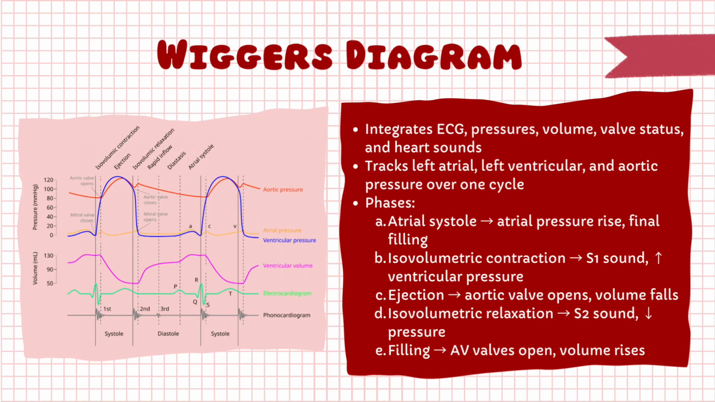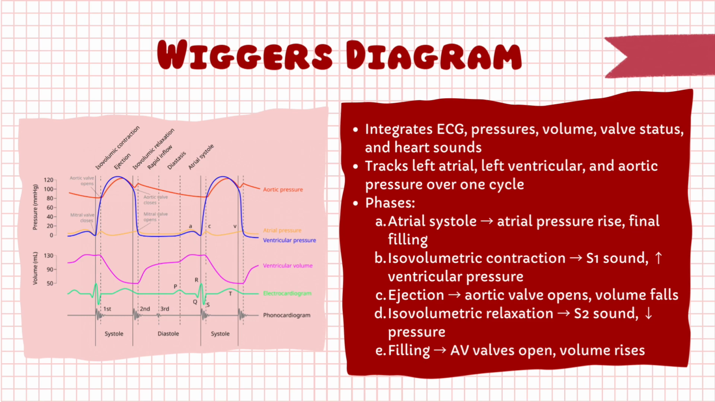The Wiggers diagram shows what's happening in the heart over time, from electrical activity to pressure, volume, and sounds. Let's walk through each part of the cycle. Atrial systole, triggered by the P wave. Atrial pressure rises slightly. Blood is pushed into the ventricles. This is the last bit of filling before contraction. This phase ends with the ventricle reaching its maximum volume, called end diastolic volume. There's no heart sound here.